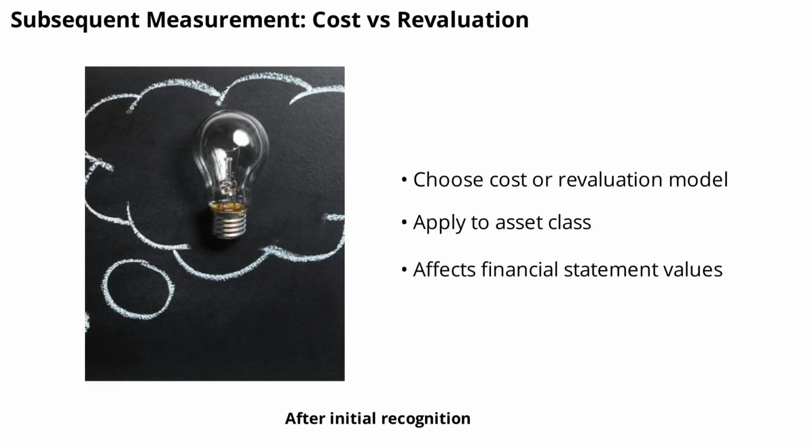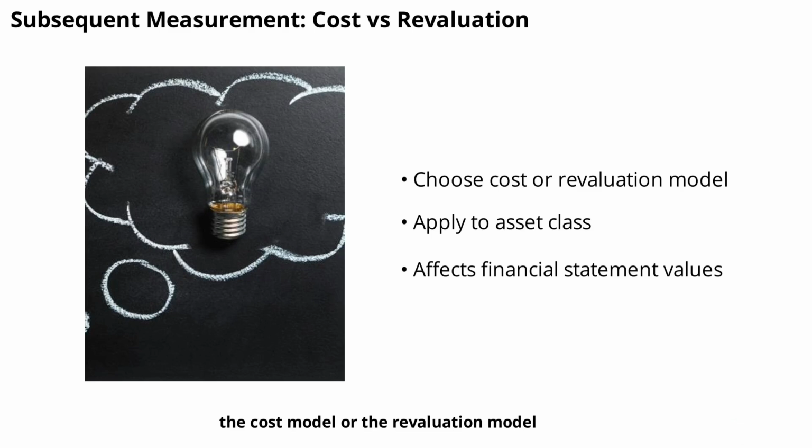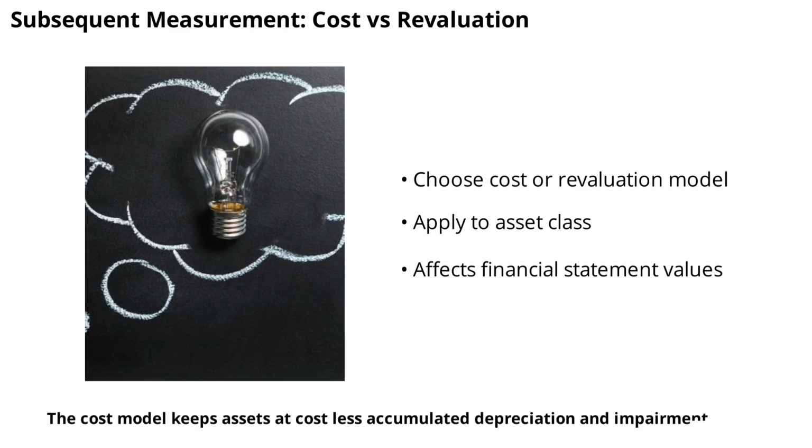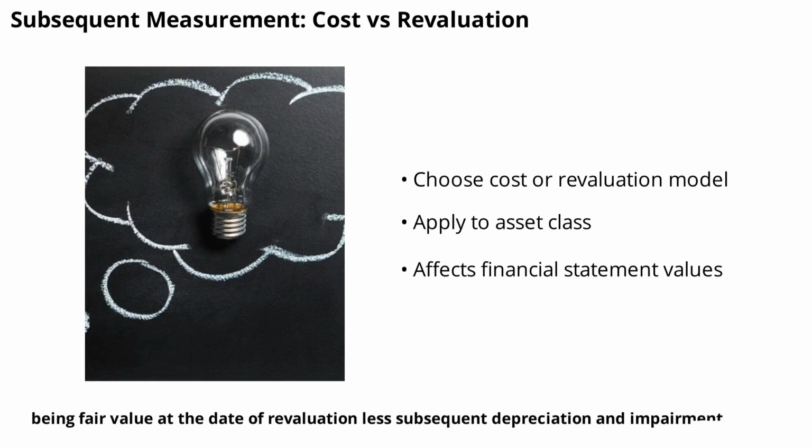After initial recognition, entities must choose an accounting policy for subsequent measurement of PPE, the cost model or the revaluation model. The cost model keeps assets at cost less accumulated depreciation and impairment. The revaluation model, however, allows assets to be carried at a revalued amount, being fair value at the date of revaluation, less subsequent depreciation and impairment.